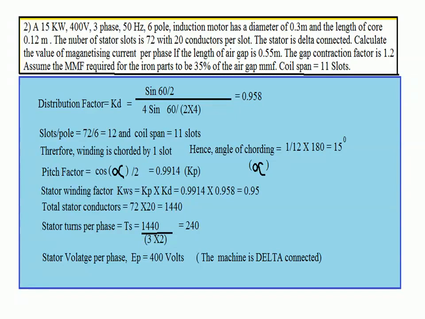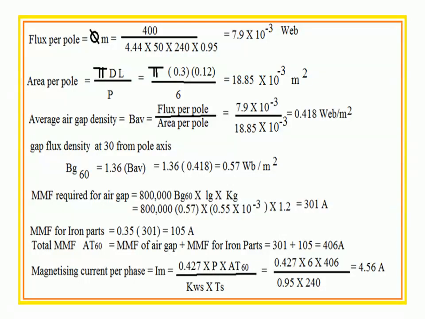After knowing Kp and Kd, calculate the stator winding factor KWS. Total stator conductors is the number of slots times conductors per slot, 1440. After knowing the stator conductors, stator turns per phase is total conductors divided by 6. Stator voltage per phase is 400, because the machine is delta. Flux per pole phi m, you calculate using the formula area per pole, pi D L divided by p. Then by knowing the flux and area, calculate the average flux density, 0.418.